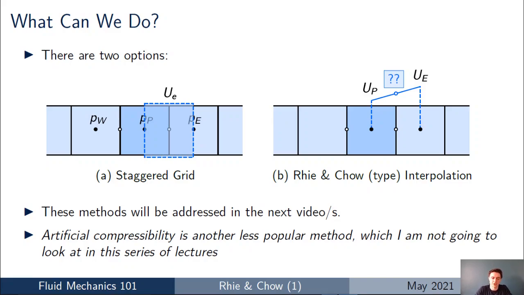And the 2 options are given here in the diagram on the slide. You can either use what's called a staggered grid, or you can use a special form of interpolation, which is often called Rhie-Chow or Rhie-Chow type interpolation, which is named after the 2 authors who proposed a special method of interpolation fairly early on in the development of the CFD method. And what I'm going to do is address these 2 methods in more detail in the next 2 talks.